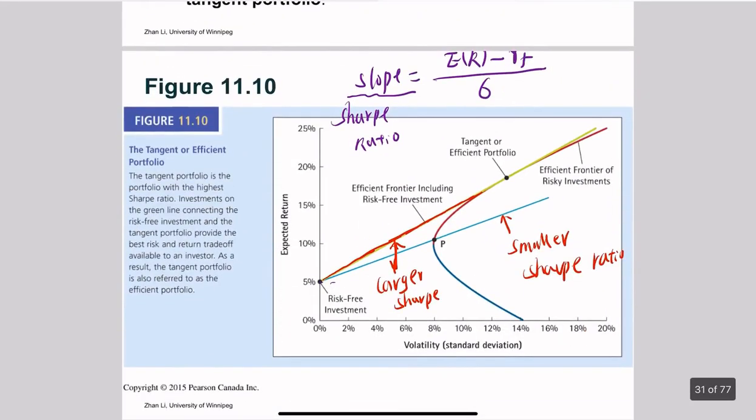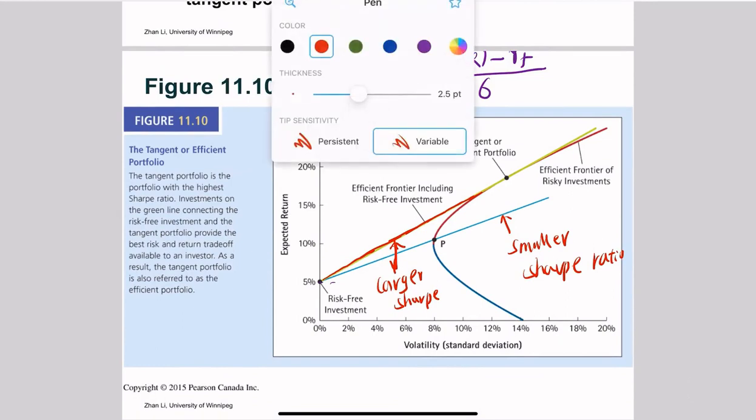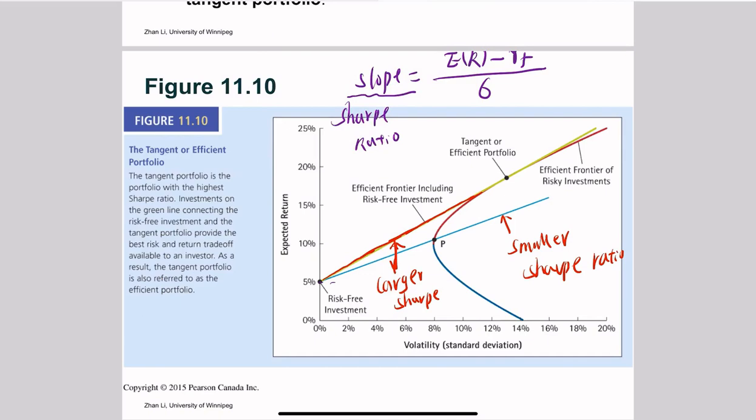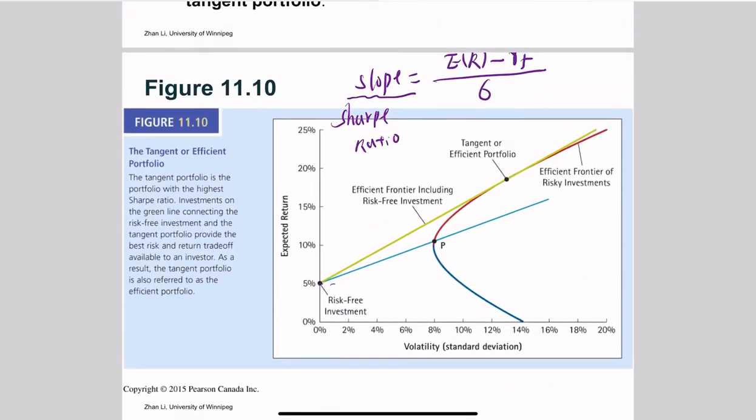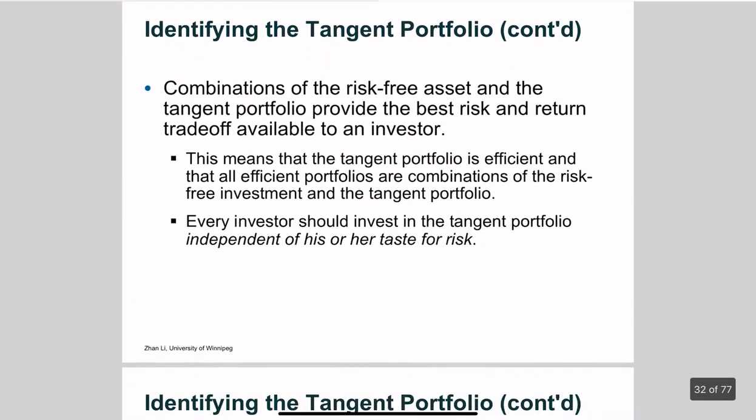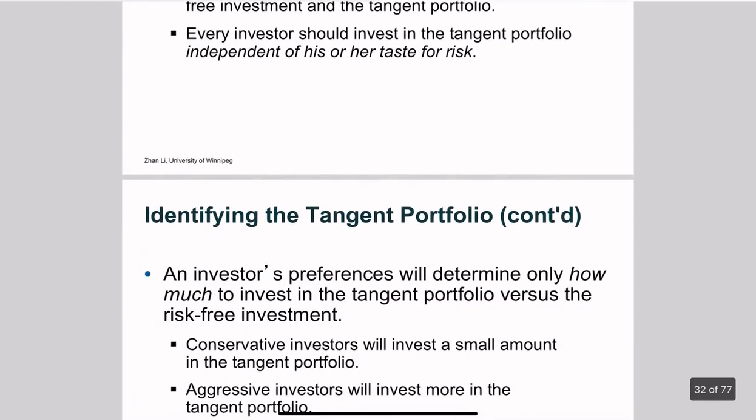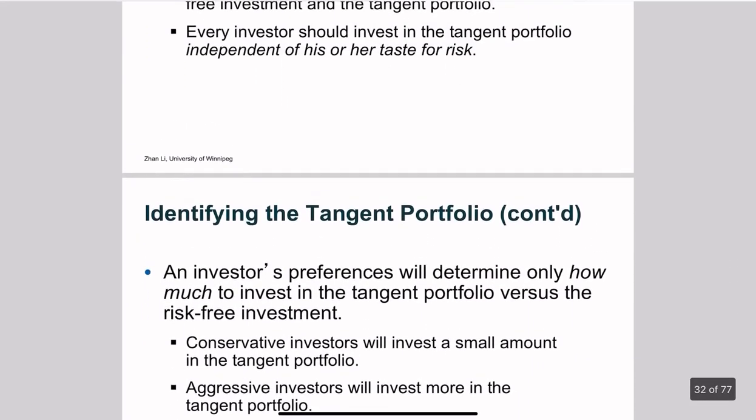Also, what is a tangent portfolio? Well, tangent portfolio is the portfolio which gives you the largest possible Sharpe ratio. Maybe it's worth writing down. So this is the portfolio which gives you the largest Sharpe ratio. Okay, great. Now let's see.